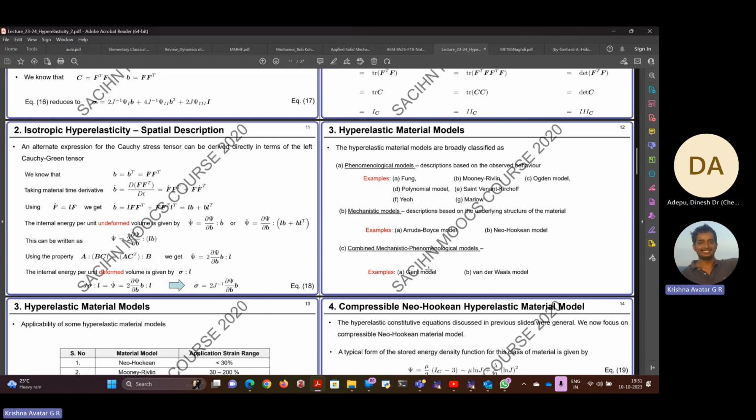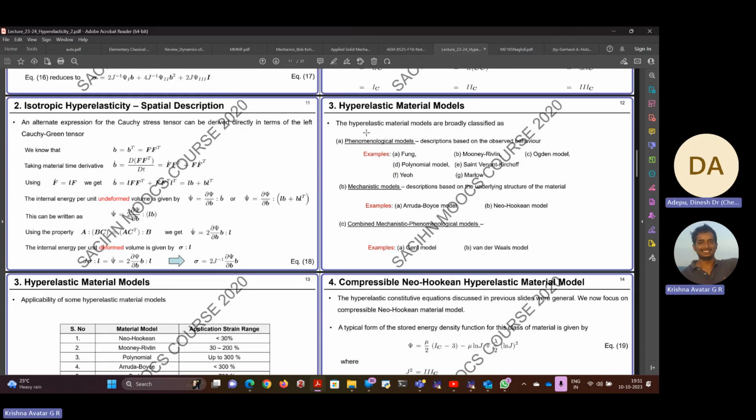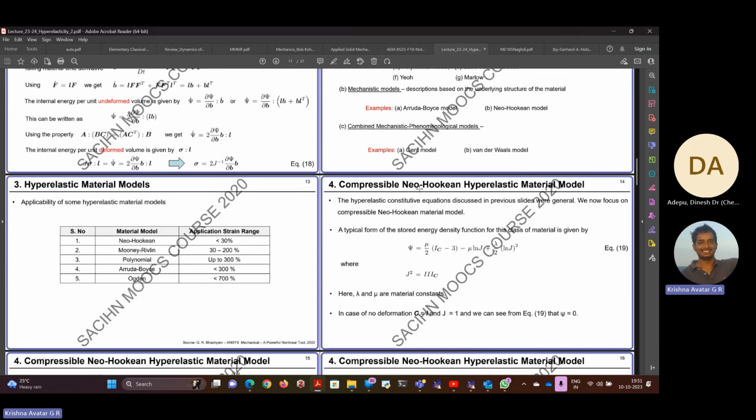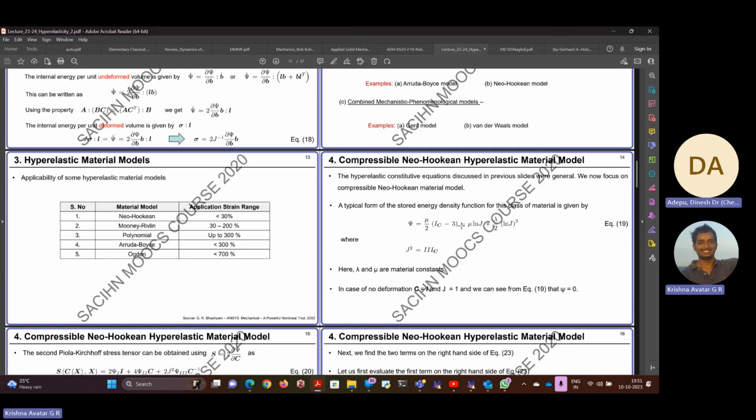And then you say which model you will use when. So neo-Hookean, Mooney-Rivlin, polynomial, Ogden, and then we have the compressible neo-Hookean hyperelastic model, which is just a modified version. I mean, this is the compressible version of the neo-Hookean model. The neo-Hookean model is essentially given by this much, which can be derived from statistical mechanics. This part was just to make it compressible in nature.